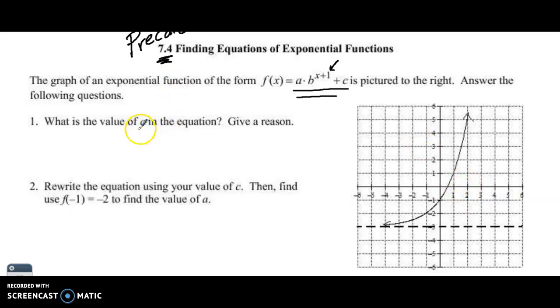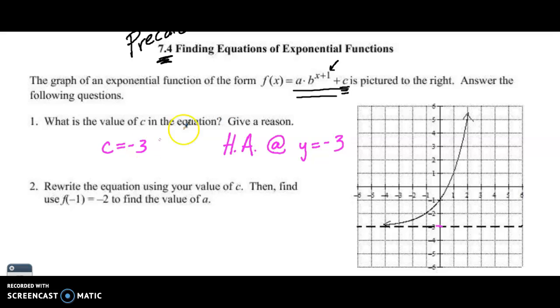So the first thing that they're mentioning is the C value here. Well, you should remember that the C value is based off of the horizontal asymptote. Well, if you look at the equation, the horizontal asymptote is down here at y equals -3. So therefore, C must equal -3 in the problem.